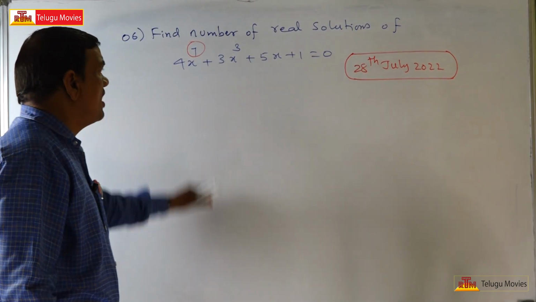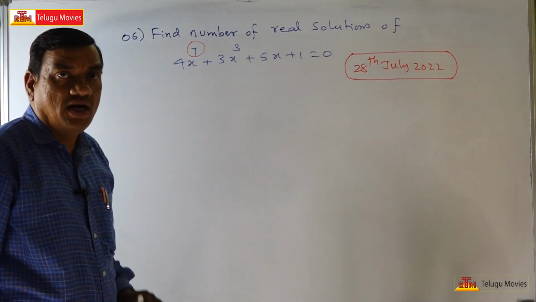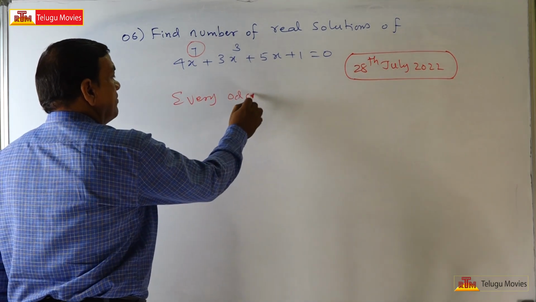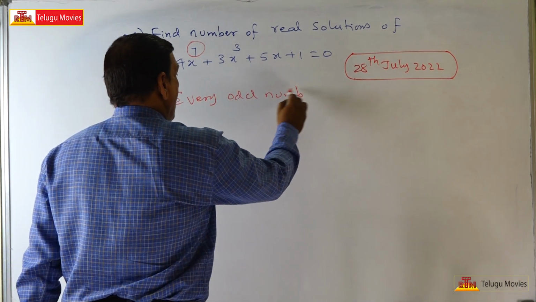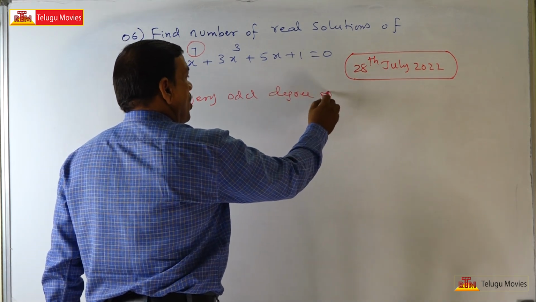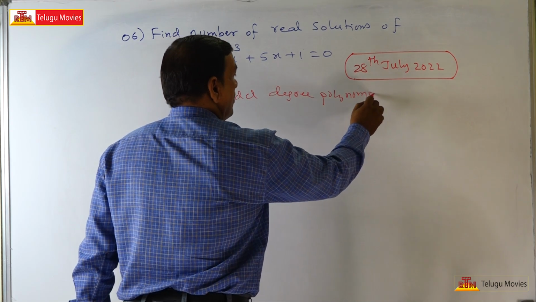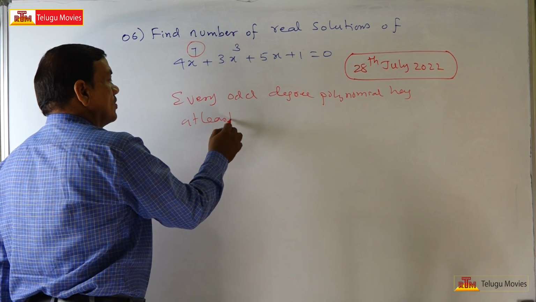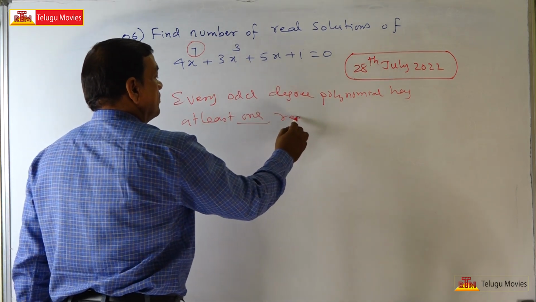But so, if you observe here, 7 is an odd number. So, every odd degree polynomial has at least one real root.